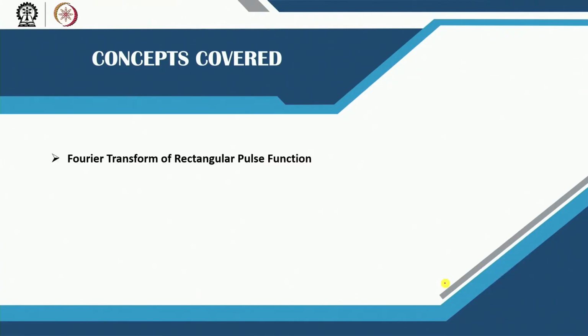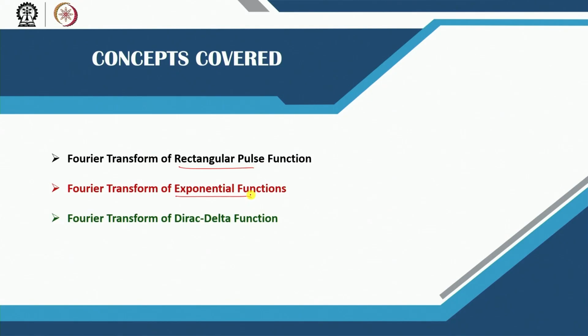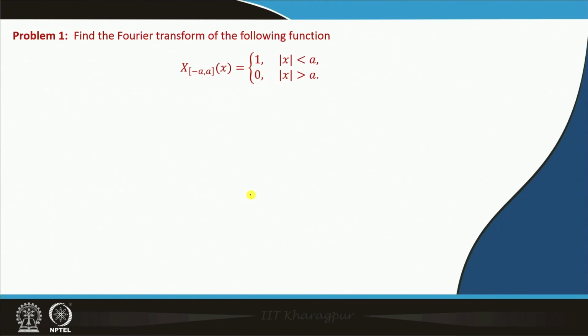Here we will consider several functions and evaluate their Fourier transform. For example, the rectangular pulse function will be discussed, and also some forms of the exponential functions, as well as the Fourier transform of the Dirac delta function, and finally, some examples on inverse Fourier transforms.